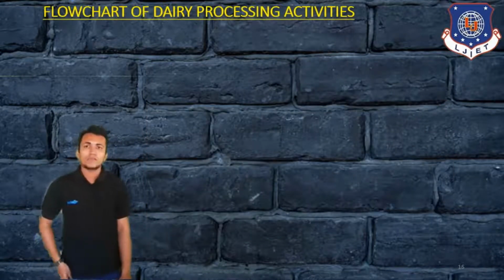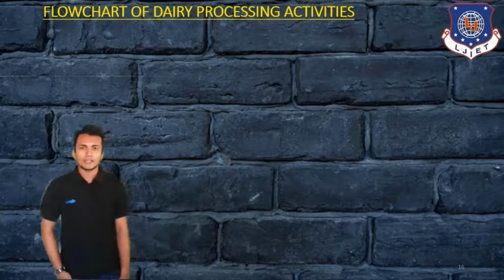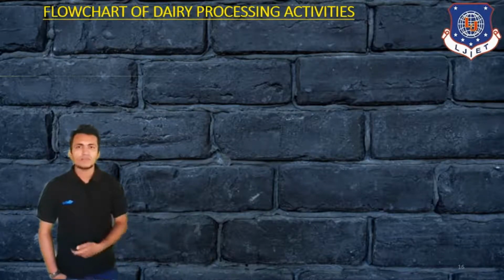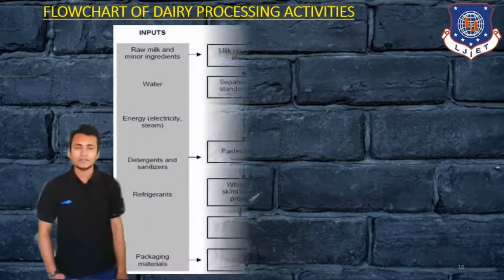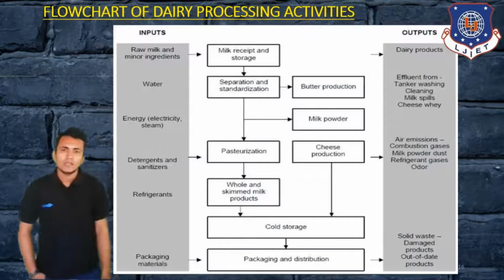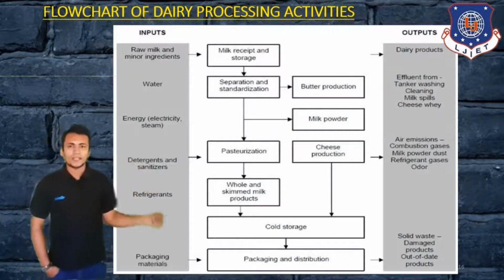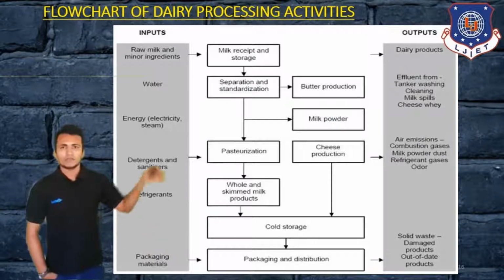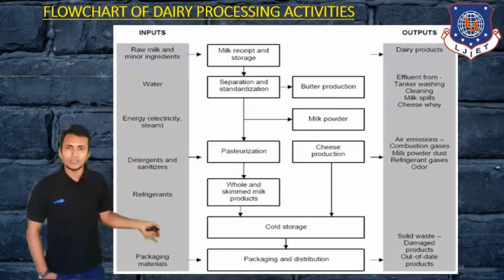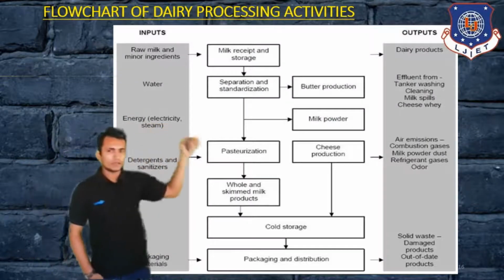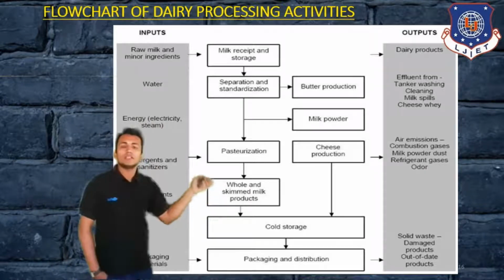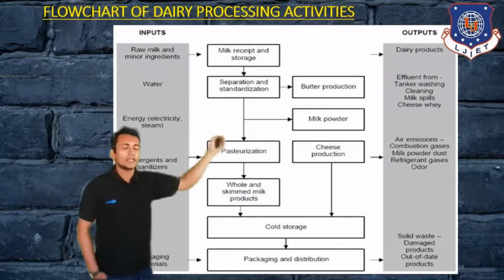Now the flow chart of dairy processing activities. If we see the flow chart for this dairy processing activity, it looks like this. In this figure we will try to explain how the process is done. First of all we have the input, in the center portion we have included the process, and last is the output.